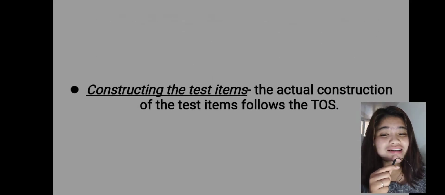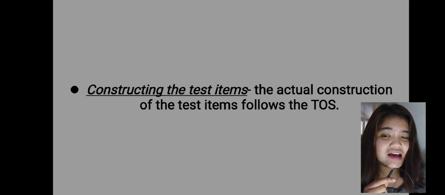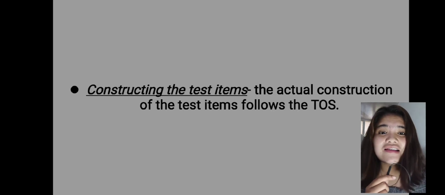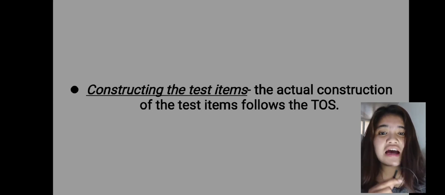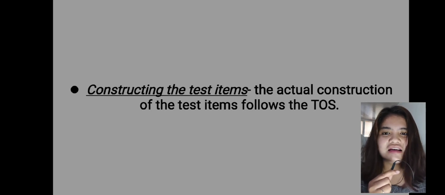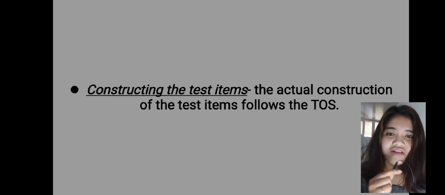Fourth, constructing the test items. The actual construction of the test items follows the TOS. As a general rule, it is advised that the actual number of items to be constructed in the draft should be double the desired number of items. For instance, if there are five recall level items to be included in the final test form, then at least 10 recall level items should be included in the draft.